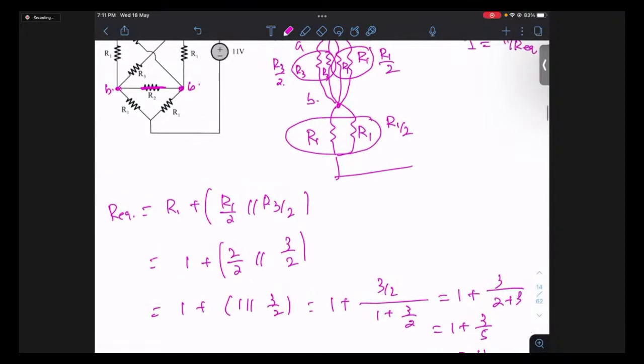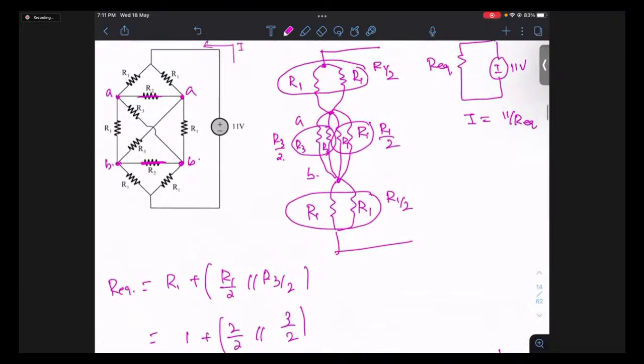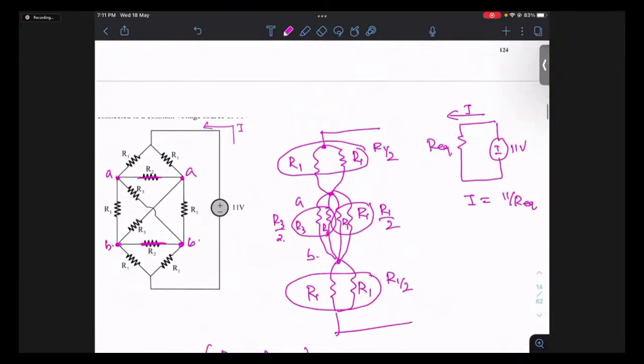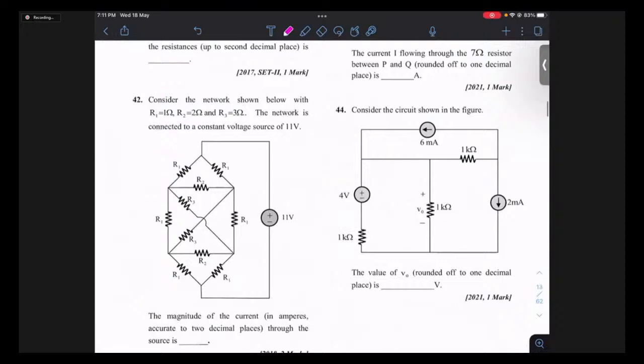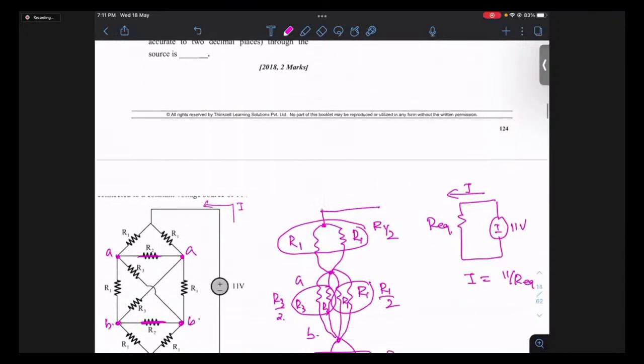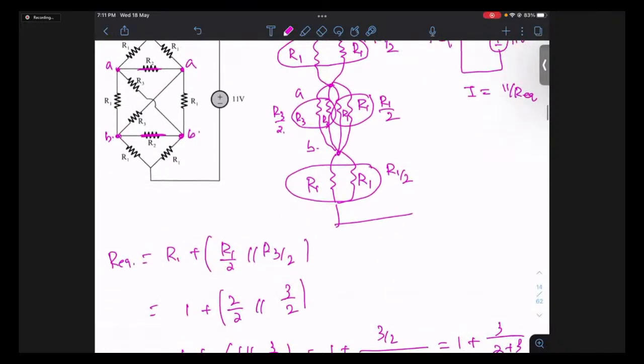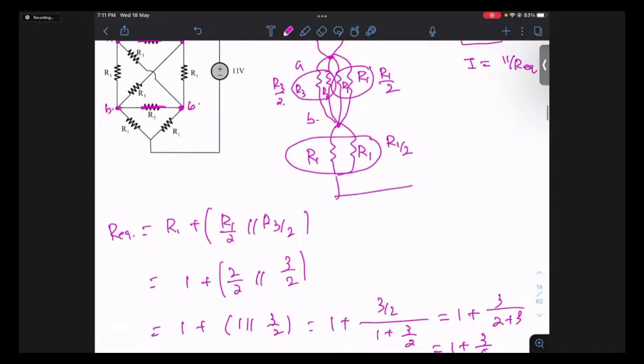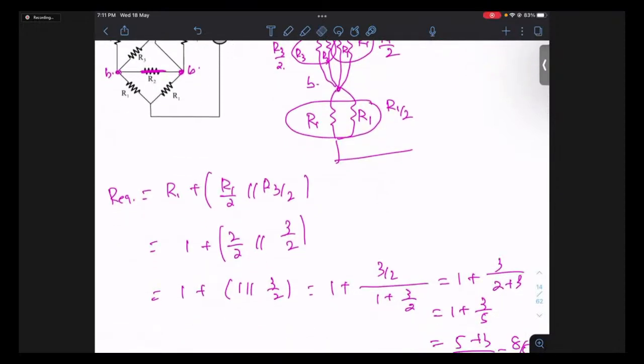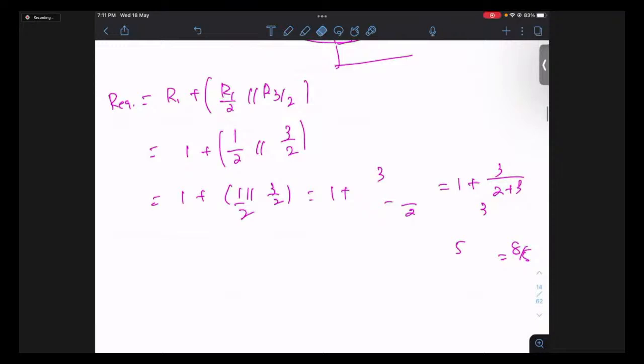Anybody? R1, R2, R3 values are given as 1 to 3, right? R1 is 1, R2 is 2, R3 is 3. Then R1 is, acha, yeah. This is R1, right? This is 1 actually. Okay, so in that case, these calculations will be wrong.